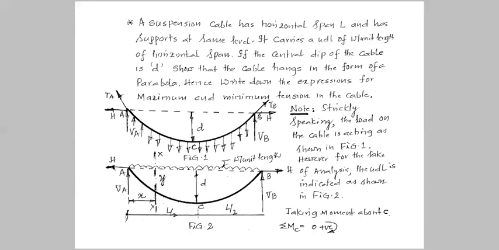Note, strictly speaking, the load on the cable is acting as shown in figure 1. However, for the sake of analysis, the UDL is indicated as shown in figure 2. Now, taking moments about the point C, that can be mathematically written as sigma MC is equal to 0, treating clockwise moments as positive.